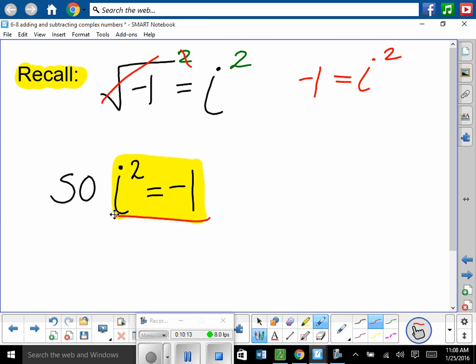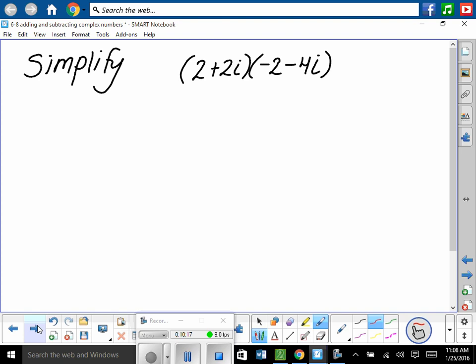So we know i squared is equal to -1, so we've got to have that memorized. Okay, here we go. So let's distribute. We're doing this complex number multiplied by this complex number. So what's 2 times -2? -4. 2 times -4i.